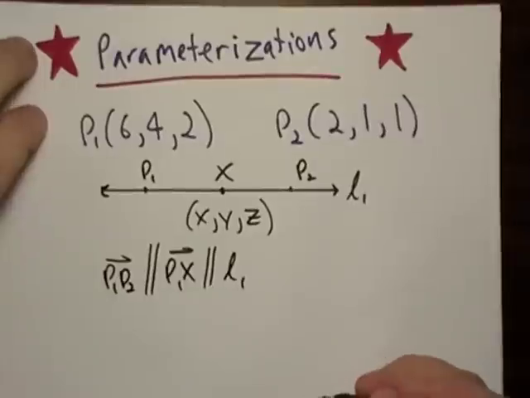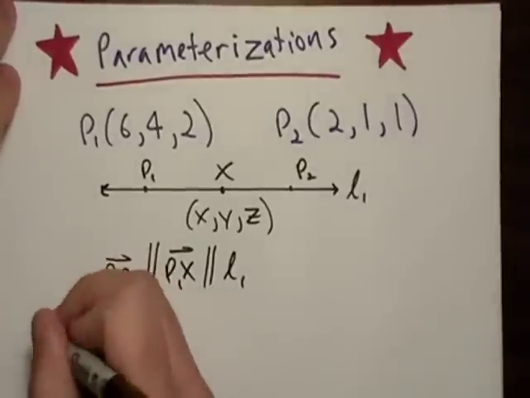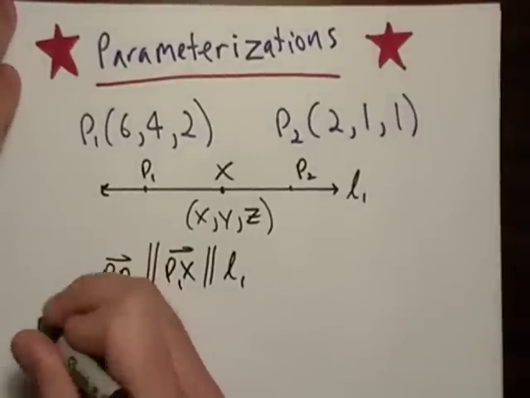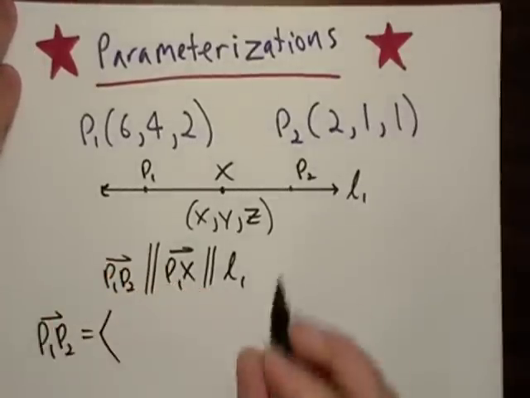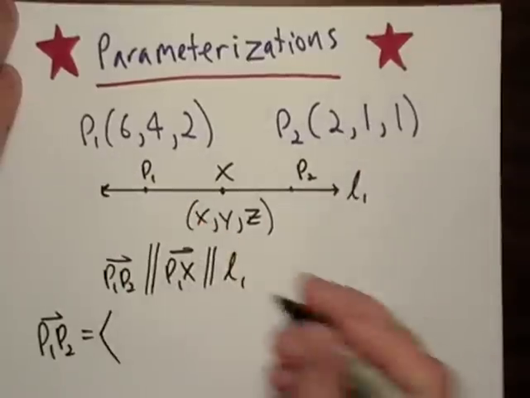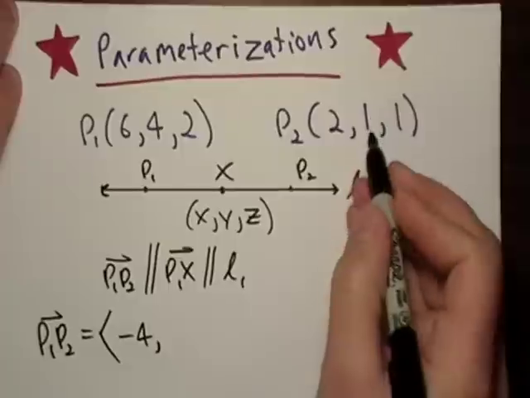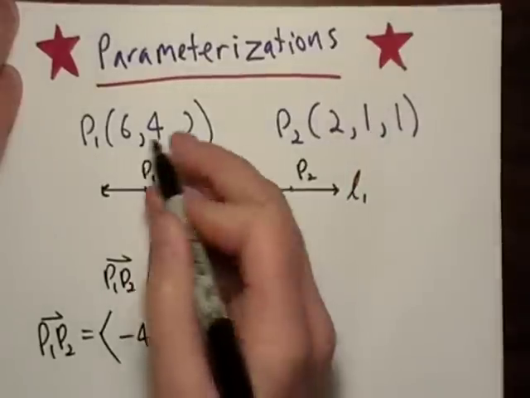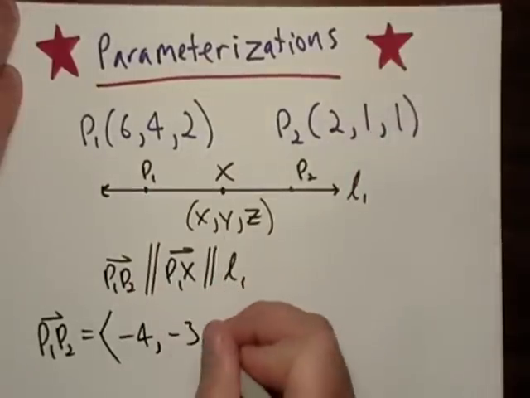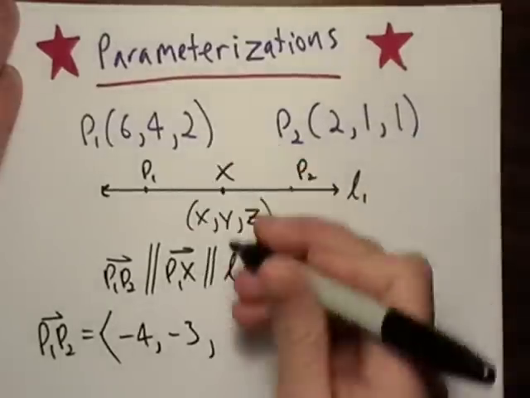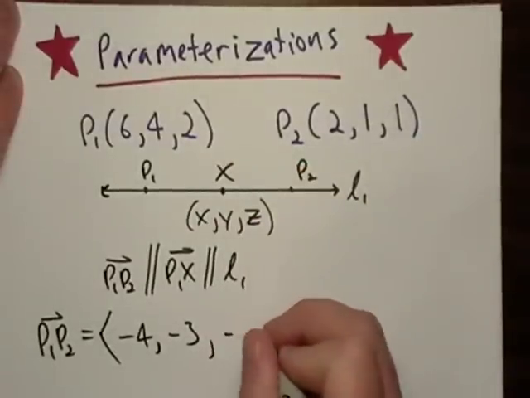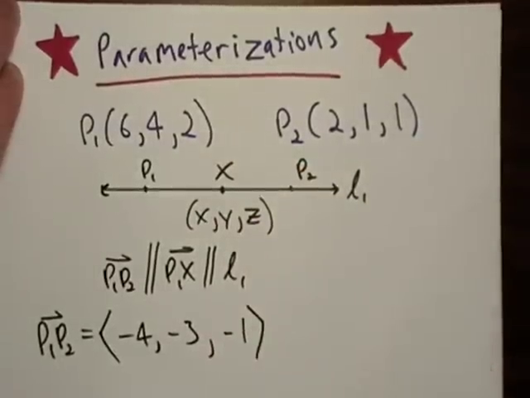Let's define that as a vector. So it's going to be what, 2 minus 6, that's negative 4. 1 minus 4, that's negative 3. And 1 minus 2, that's negative 1.